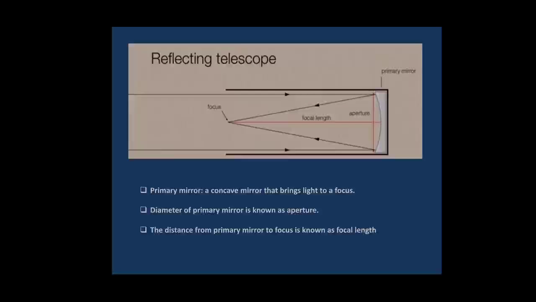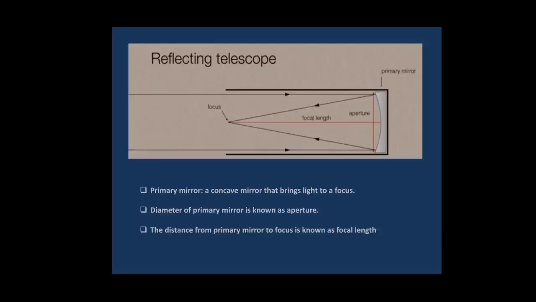A reflecting telescope consists of a primary concave mirror and its diameter is known as the aperture. The light reflects off the primary mirror. The primary mirror allows the light to come to a focus. The distance from the primary mirror to the focus is known as the focal length. We can get an image at the focus, but there is a problem. If we were to place our eyes there, then the rest of our head will block out the incoming light and we won't get an image.